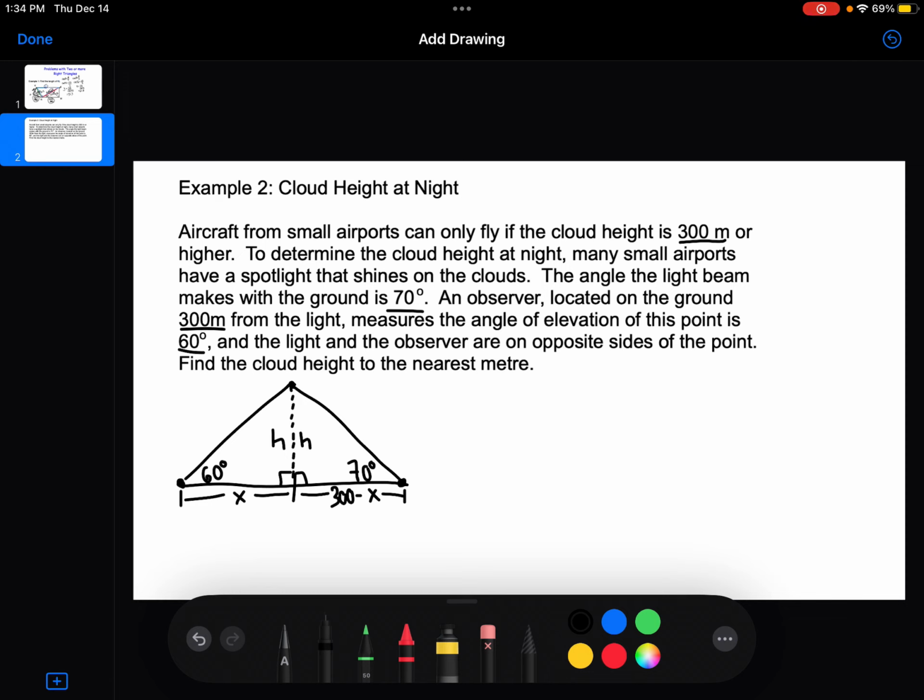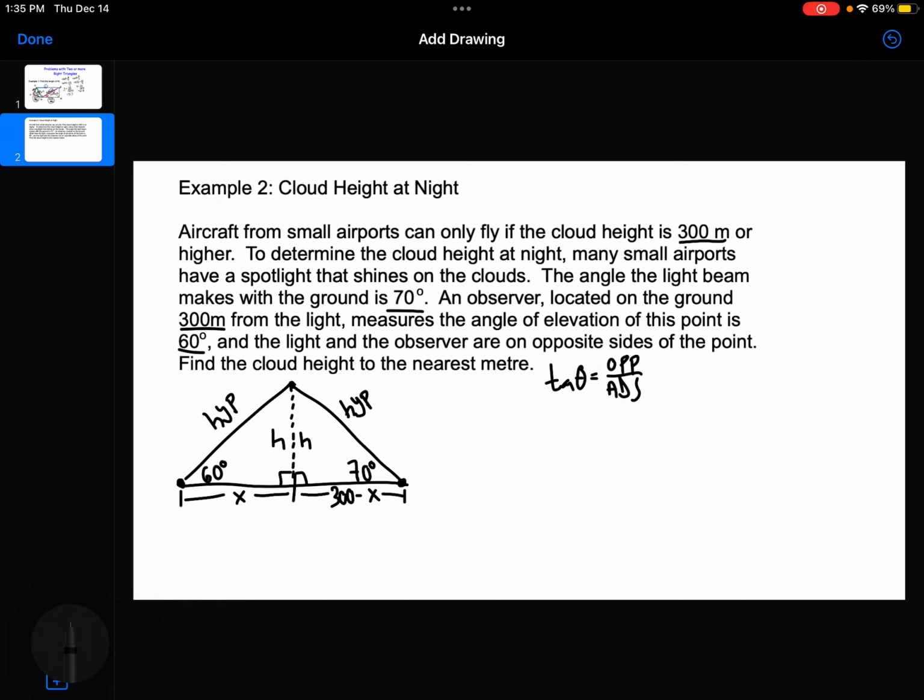So what we're going to use is opposite. Again, this is the hypotenuse, and this is the hypotenuse. In both cases we're going to be using tan, so I'm just going to write tan once. We would have tan theta is opposite over adjacent, excuse me. Now in the left triangle, we're going to have tan of 60 equals h over x.